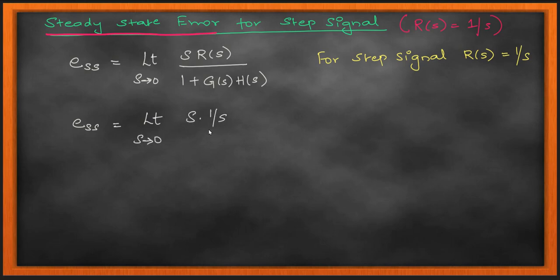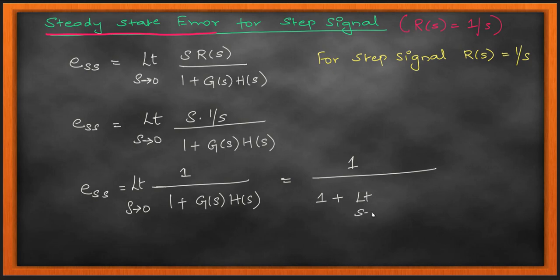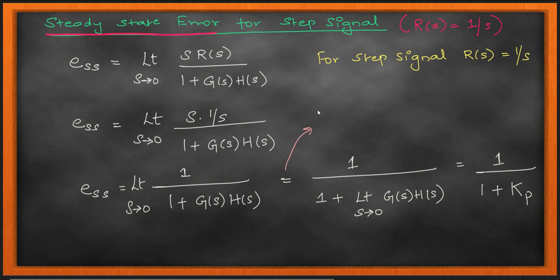So I think this can be written as ESS is equal to 1 upon, so I can apply the limit only to the S term, right? So it will not be applied to the other terms. So I can just write this as 1 plus limit S tends to 0 G of S into H of S, and that is equal to 1 upon 1 plus Kp. Because the Kp formula is what we just saw, that is limit S tends to 0 G of S into H of S. Done? Good. So that is your step response.